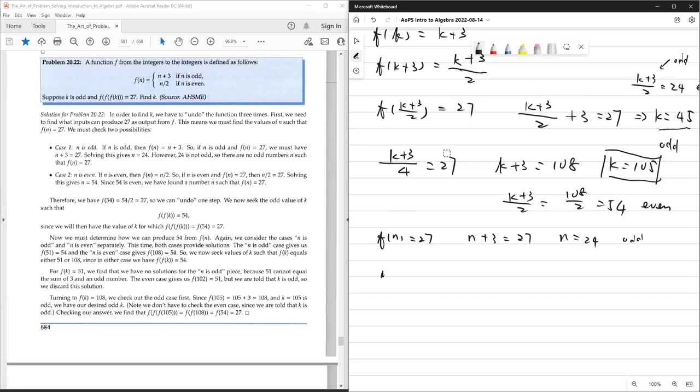Then we have n divided by 2 equals 27, therefore n equals 54. So 54 is even. Then f of n equals 54, and we can go backwards again twice and unravel this. Now I've run out of time. Basically it's saying you can go from the inside out, or you can go from the outside in. Either way, it's pretty similar.